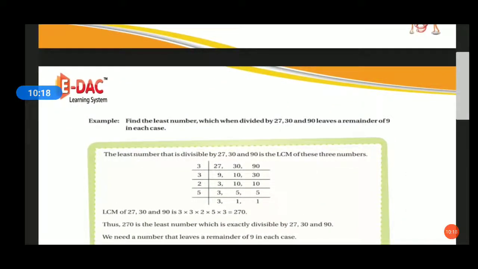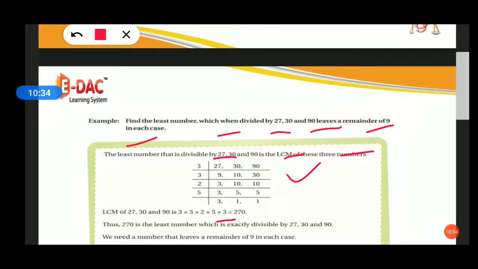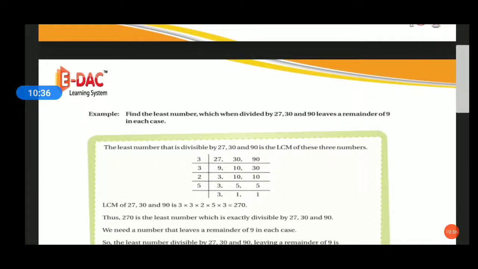See here, they have asked to find the least number which when divided by 27, 30, 90 leaves a remainder of 9 in each case. What are they saying? You are going to take the LCM of 27, 30, 90. You get an LCM of 270. Now, 270 is the least number which is exactly divisible by 27, 30 and 90. We need a number that leaves a remainder of 9 in each case.